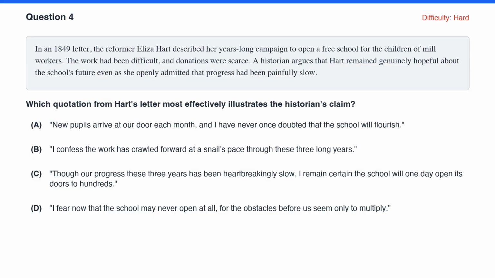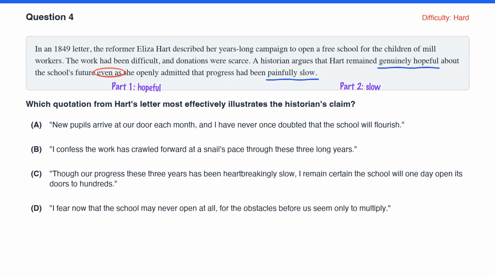Question 4. Harder. Pin the claim carefully. The historian argues that Hart stayed hopeful about the school, even as she admitted progress was painfully slow. Two parts again, and both have to be there, still hopeful and yet slow. Predict the proof. The quotation has to hold optimism and a confession of slow going in the same breath. On a hard one, expect distractors that give you only one half.